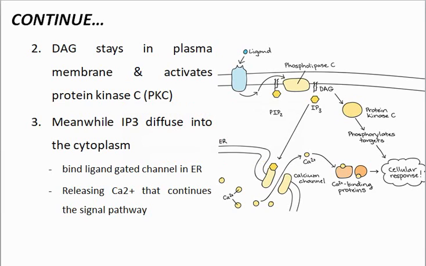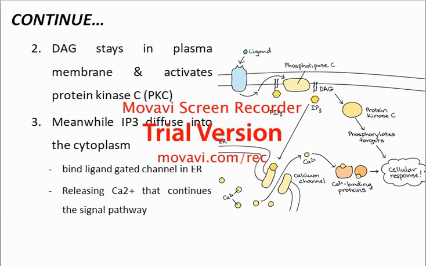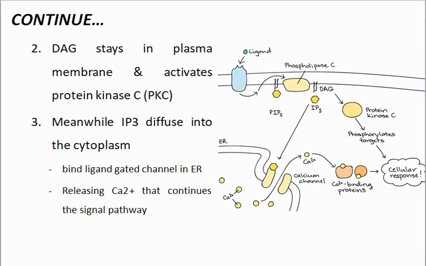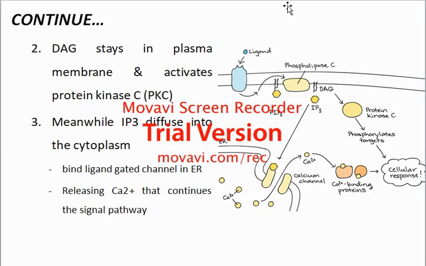DAG stays in the plasma membrane and can activate a target called protein kinase C, or PKC, allowing it to phosphorylate its own targets. Meanwhile, IP3 diffuses into the cytoplasm and can bind to ligand-gated calcium channels in the ER, which is the endoplasmic reticulum, releasing Ca2+ ions that continue the signal cascade.